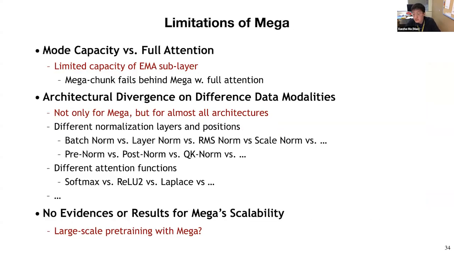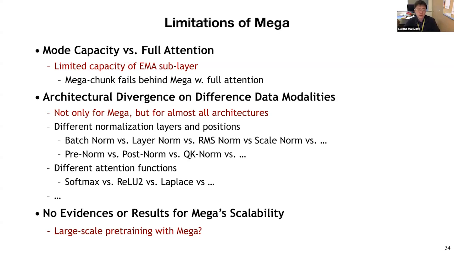Isn't a unified architecture by definition a slightly less efficient architecture for all of those modalities? Sorry, what is the question? Don't you risk becoming less efficient by trying to be more general?